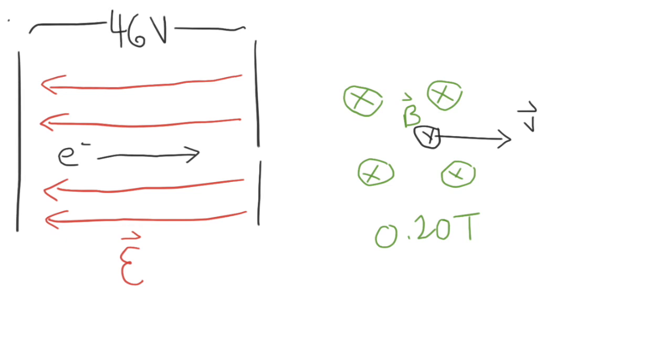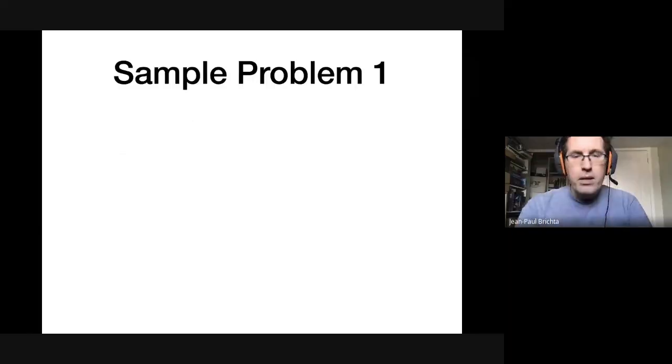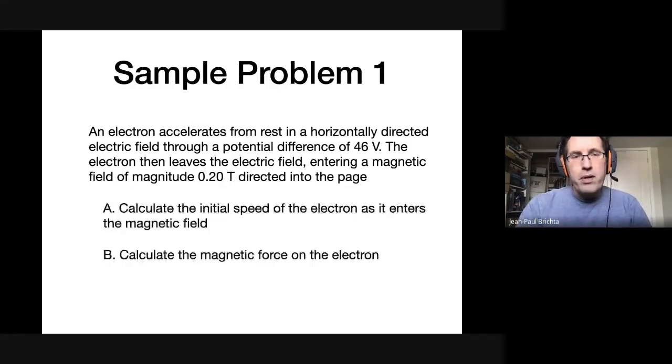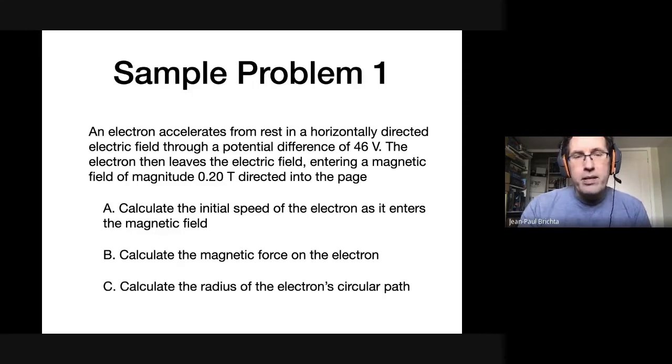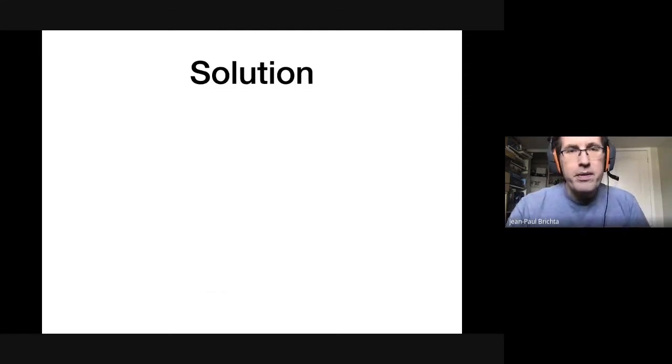All right, so here we are with this problem again. The first thing we're going to do is calculate the initial speed of the electron as it enters the magnetic field, then calculate the magnetic force on the electron, and then finally calculate the radius of the electron's circular path. So let's go through that first problem and how to solve it.